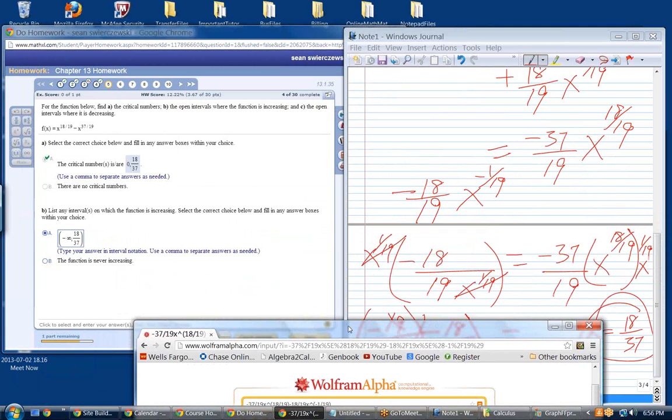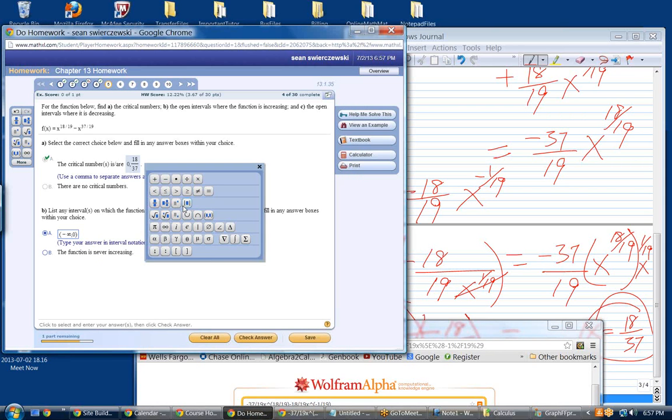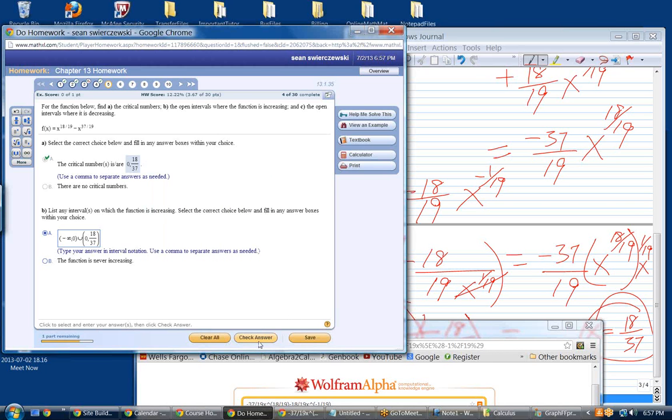Okay, let's try this here. Let's go to 0 combined with, let's try this. This should work. 0 to 18/37. That look right? Yeah. That's where it's positive. So that's where it's increasing.